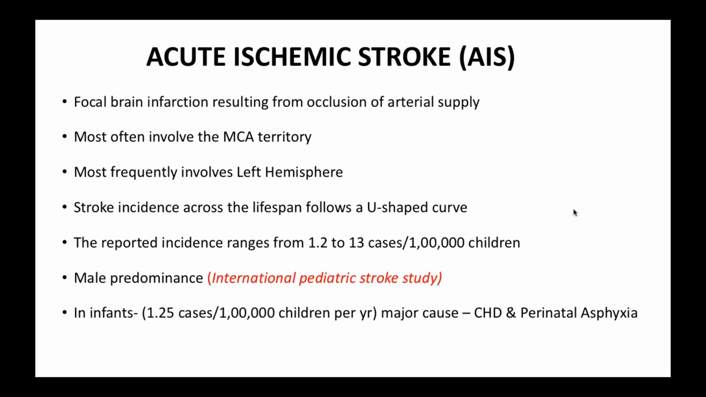So it was seen in this International Pediatric Stroke Study that this was the crude incidence, and it was done over several countries simultaneously. That is how they came up with this. They also saw that there was a slight male predominance in children. Okay. The cause is not known exactly, but it could be due to developmental differences between the male and the female child. And in infants, the major cause of stroke is usually cardiac disease or perinatal asphyxia, and it is usually present in the neonatal period.